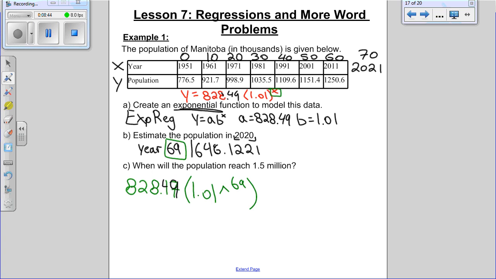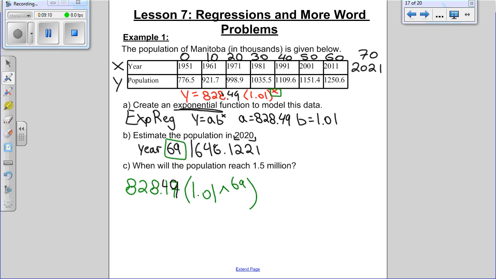Who else graphed it? You graphed it? What'd you get, Gabe? For the year when you put 69, x equals 69. I didn't graph it, I just put them in. I graphed it, and I put second trace value, and I put 69 in there, and then it got me 13. Not even close. Yeah. Okay.